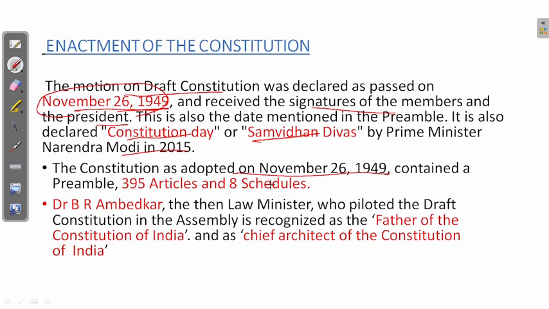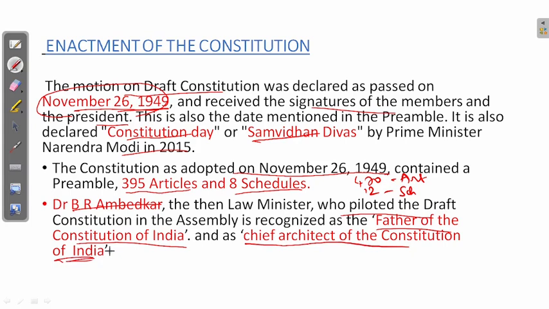Next, the Constitution was adopted on November 26, 1949, and contained the preamble. At that time, there were 395 articles and 8 schedules. Now, we have 470 articles and 12 schedules. Dr. B.R. Ambedkar, the then law minister who piloted the draft in the Assembly, is recognized as the father of the Constitution of India. He is also the chief architect of the Constitution of India.